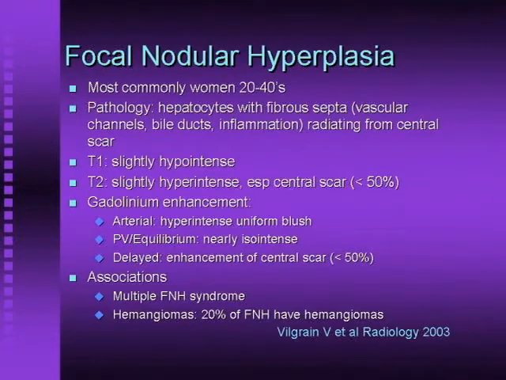Incidentally, there is an association that's been reported by Vilgrand and colleagues between FNH and hemangiomas, as we see in this case. They don't have to be in the same lobe of the liver, but there is an association. About 20% of FNHs have hemangiomas in the liver somewhere else.